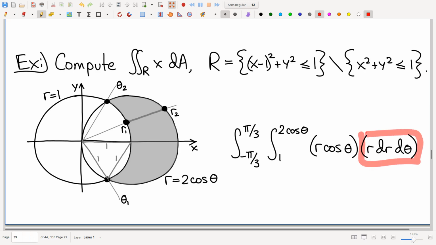r dr dθ, written all at once. Really easy to forget that r if you don't do that, right? So I'm giving you the hard sell on don't forget your r. Write it down at the same time as you write down the dr dθ. And let's think about what θ does. Well, here's a θ slice, and it starts here and it ends there, which I claim are these values, π over 3 and negative π over 3.